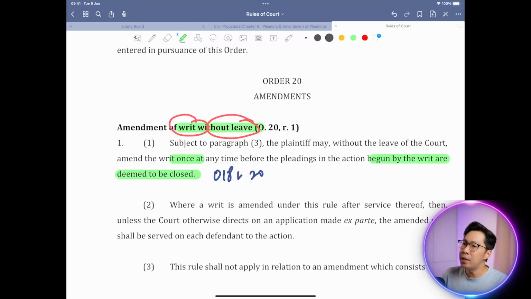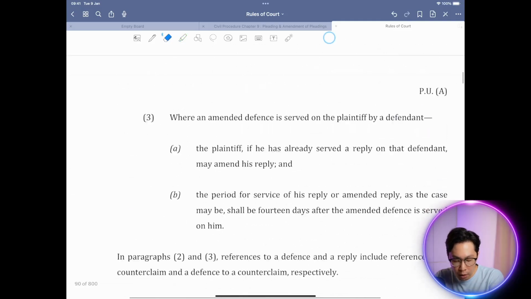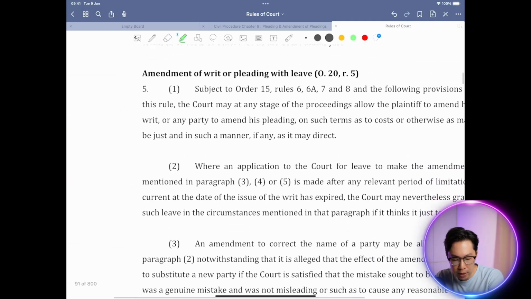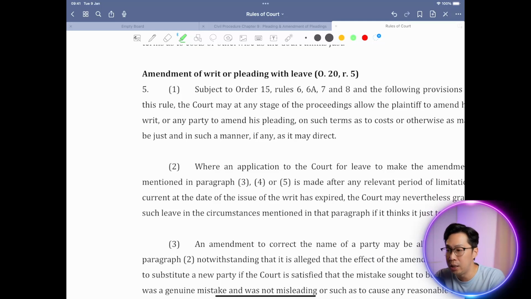If you wanted to amend the writ after the pleading close, then how? Then you will need a leave. And when we say need a leave, which particular order are we looking at? Then you look at Order 20 Rule 5. Because why? Order 20 Rule 5, it's your amendment of writ or pleading with leave. Particular, Order 20 Rule 5 sub 1.